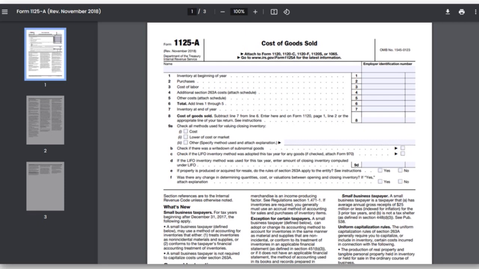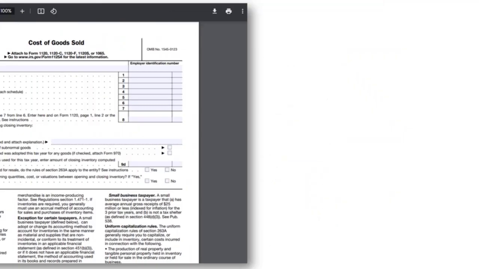So this calculation must be separately reported on the return, as you can see on the screen right now. Specifically, business entities that produce and/or purchase items for sale with the intent to create income are required to accurately report the cost of the items that are sold. To meet this reporting requirement, a business entity must maintain certain accounting and inventory records.